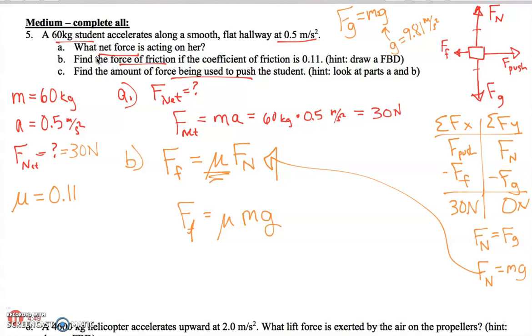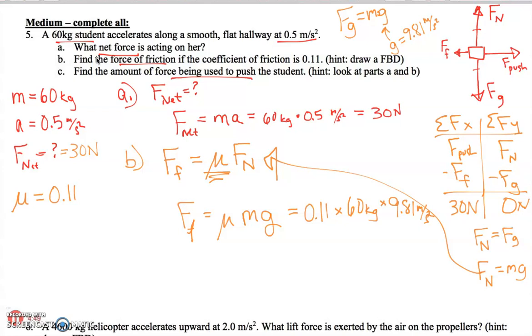And so I can go ahead and say, well, I know actually all of these quantities. The coefficient of friction is 0.11. It's unitless, doesn't have any units. The mass we already know is 60 kilograms. And the acceleration due to gravity, like I said, is 9.81 meters per second squared. And here's where I don't have a calculator on. Oh, I do. I have my cell phone. I'll do a quick calculation.